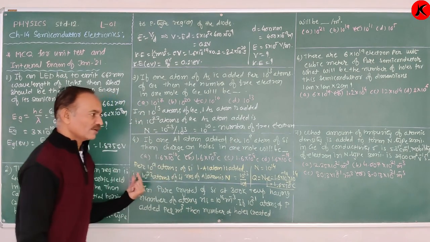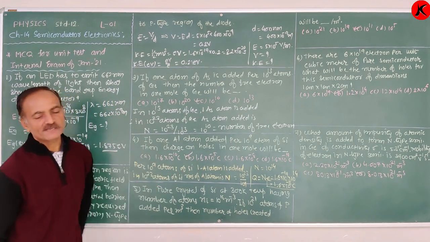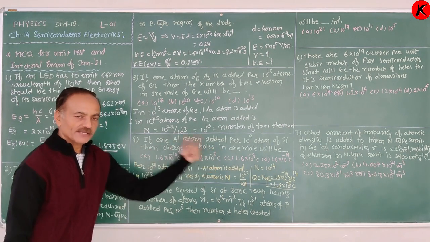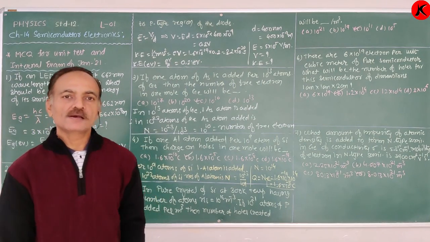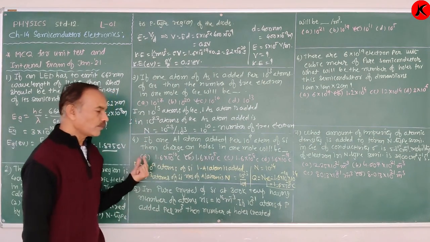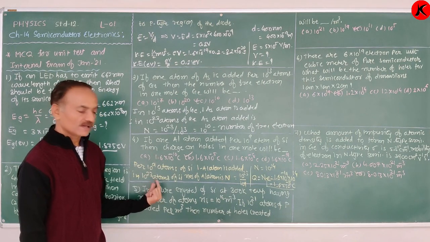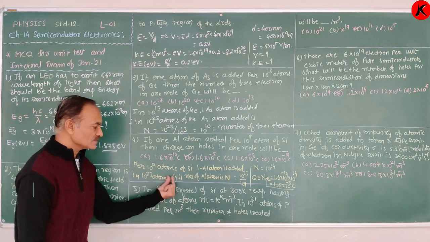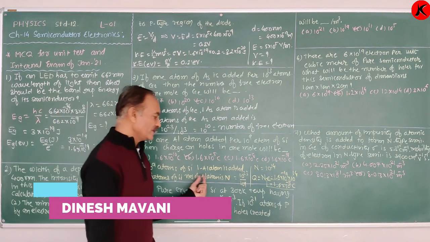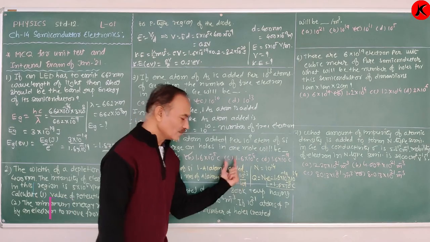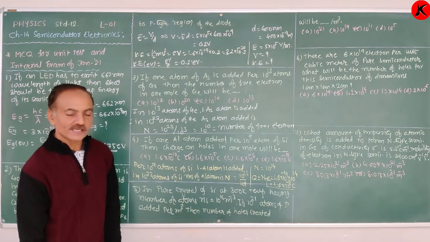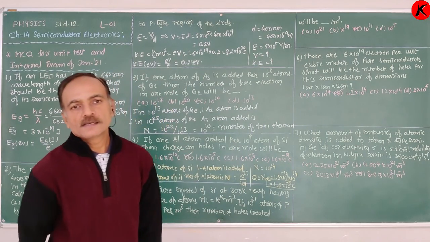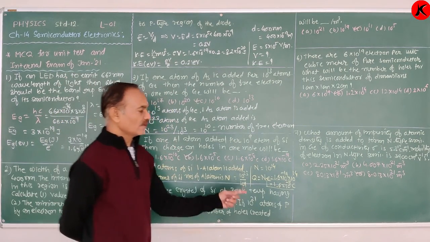For 10^9 atoms of silicon, 1 aluminum atom is added. Therefore, in 1 mole, we have to find out the charge of the holes. First, we have to find out the number of holes in 1 mole. Therefore, in 1 mole, or in other words, for 10^23 atoms of silicon, the number of aluminum atoms is N equal to 10^23 upon 10^9. That means 10^14.